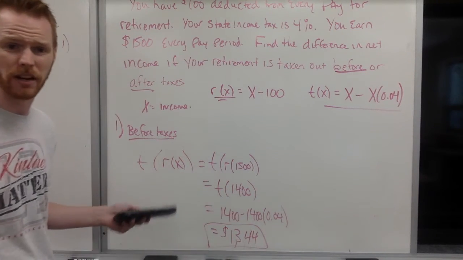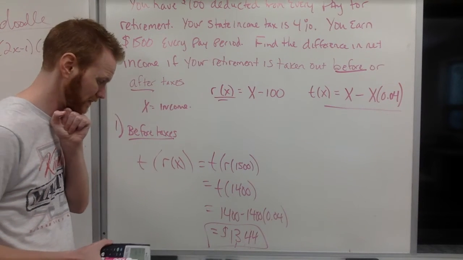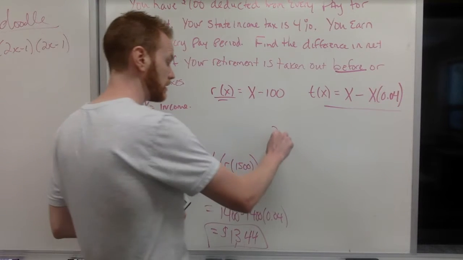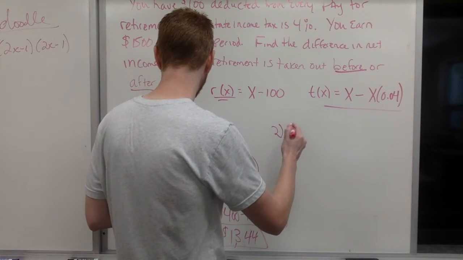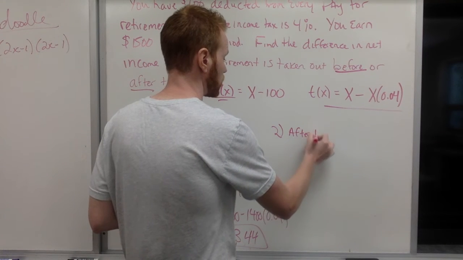Now there's other deductions, obviously, but this is just very basic. We're not going to put other deductions in. So that's before taxes, that's what he's earning. Now, the second situation, what if we took the taxes out first? So this would be what? After taxes.